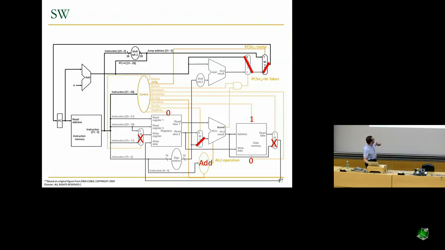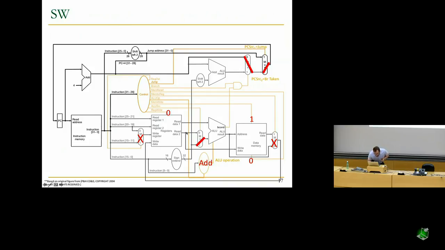Store word, we're not writing to a destination register, so reg write signal becomes 0 over here, as you can see. And we're not really reading from memory, so we don't really care what this mux does, because we're not writing to the destination register. But we are writing to memory. So we're going to read the data that comes out of the register file and write to memory over here through this address.